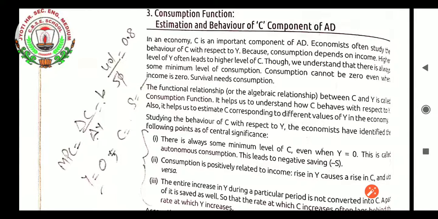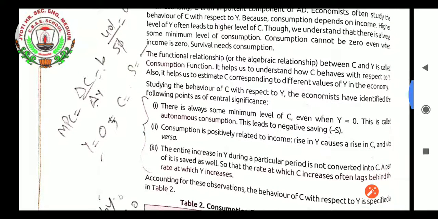Studying the behavior of C with respect to Y, economists have identified the following points as of central significance. There is always some minimum level of C, even when Y equals 0. This is called autonomous consumption. This leads to negative saving, minus S. Consumption is positively related to income. A rise in Y causes a rise in C, and it also works vice versa.